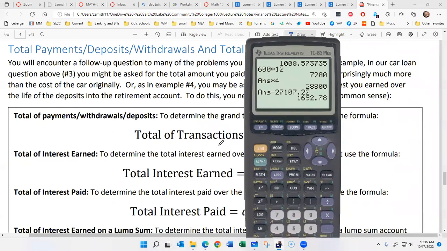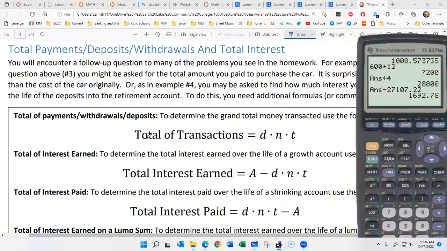Okay, so the total of all the transactions, whether it's the combined all of your payments or all of your withdrawals or all your deposits, is just D times N times T. That's what we did here. D, $600 times N, how many times a year? 12, and then times T, 4. That's how we figured out how much total money we spent on the car.